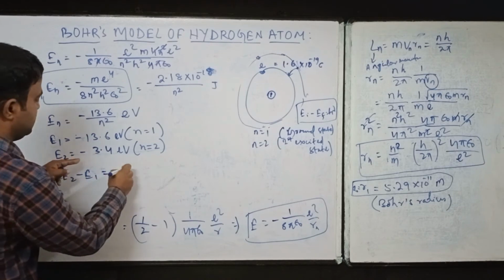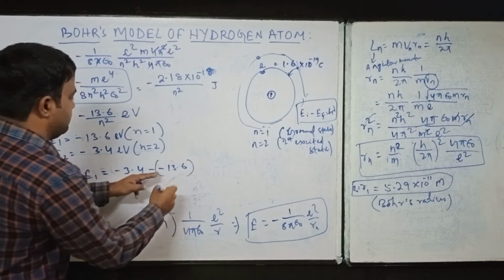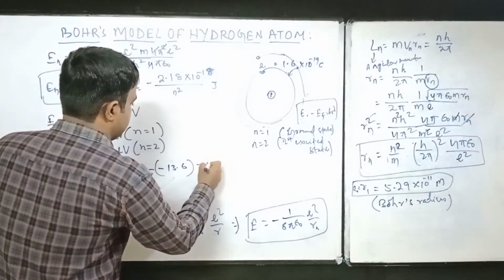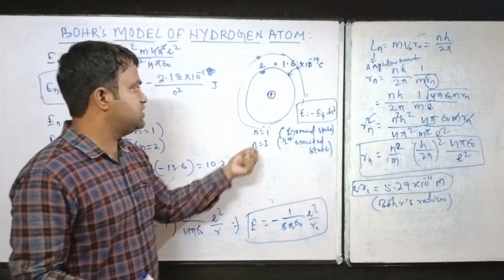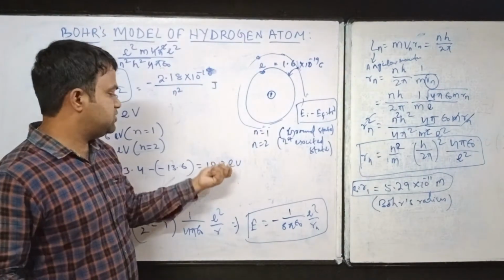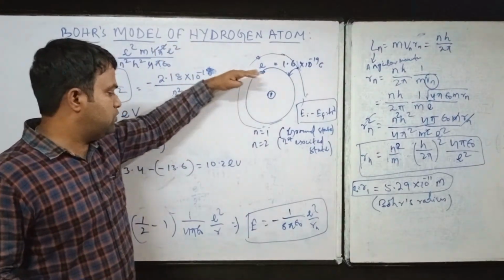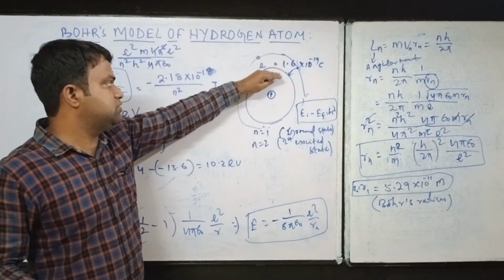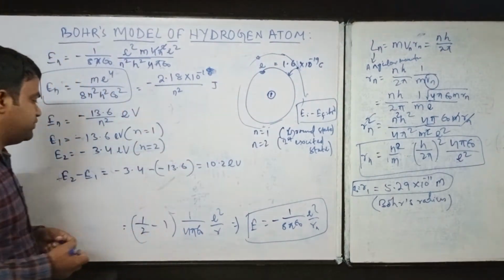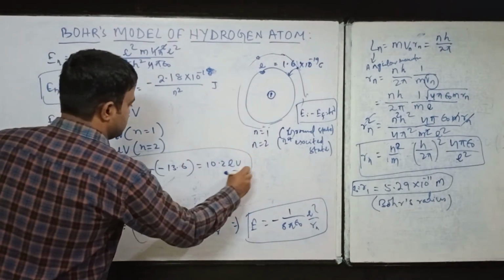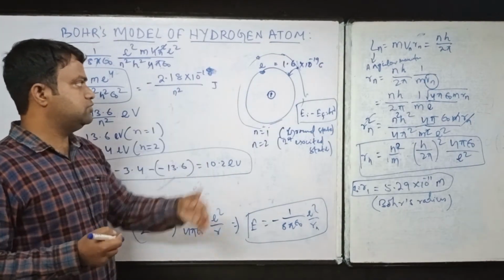E2 is minus 3.4 minus, minus 13.6, so it will become plus, and it will come up as 10.2 eV. So 10.2 electron volt energy is required for an electron. If we provide this much energy, it will jump from the ground state to the first excited state. And when it jumps from the first excited state to the ground state, it will release this much energy, E is equal to h nu, right? So this is the energy difference.